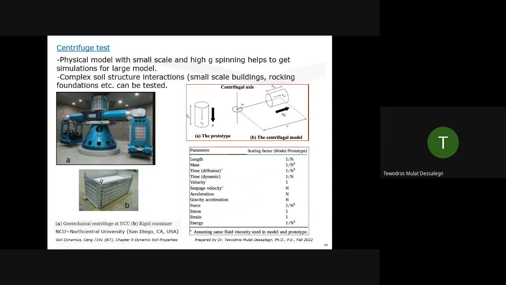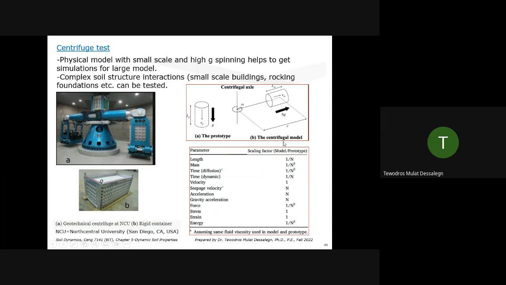This concept is applicable for different research. NASA uses it to increase the gravity on astronauts or things like that. It's not only geotechnical engineering or seismic simulation. It can be done in other applications, but you can simulate a high G condition on Earth by spinning objects, by applying large centrifugal force.